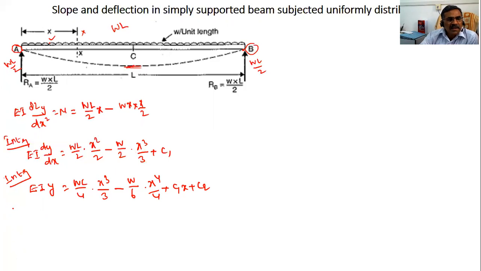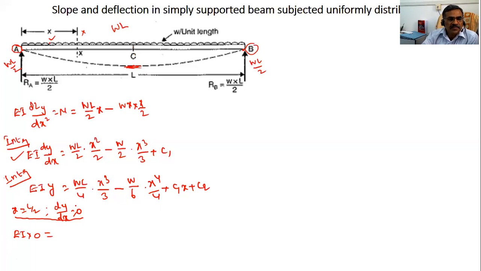When x is equal to L by 2, dy by dx is equal to 0. This is the first boundary condition, that is at the center point. At the center point, the slope is equal to 0. You substitute in this equation, that is EI into dy by dx equal to 0.